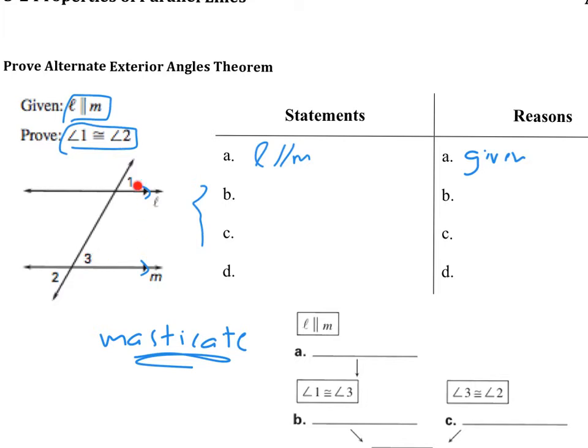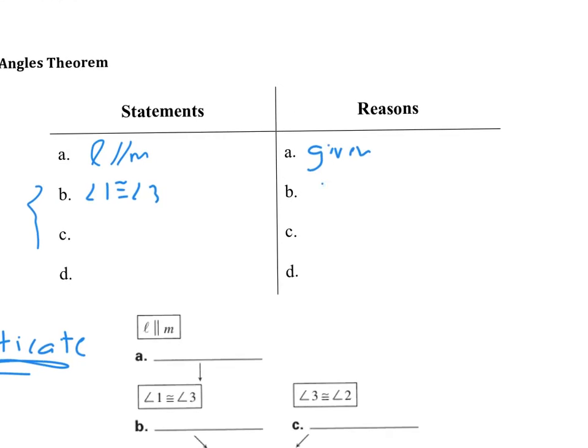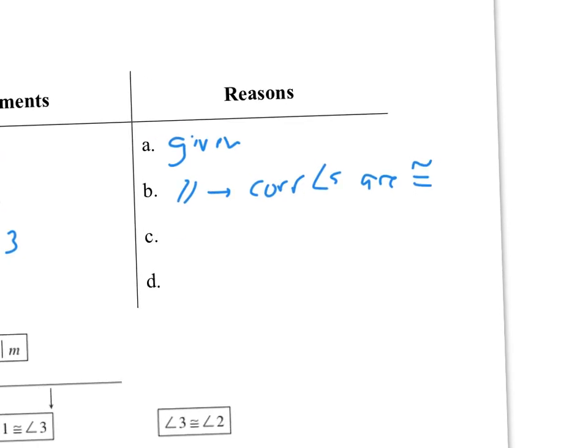Well, I do know that angles 1 and 3 are congruent because of the corresponding angles postulate. So angle 1 is congruent to angle 3. And I'm going to actually summarize rather than write the title. I'm going to say parallel lines cut by a transversal, corresponding angles are congruent. Looking at my diagram, I also see that angles 2 and 3 are vertical, so therefore angles 2 and 3 are congruent by the theorem that states vertical angles are congruent.